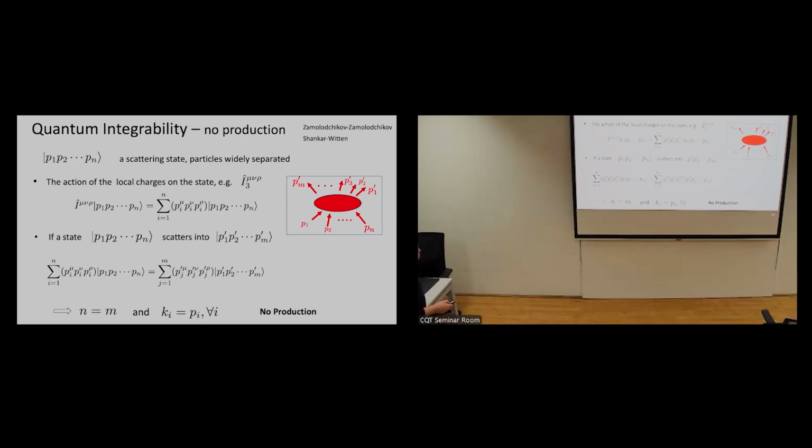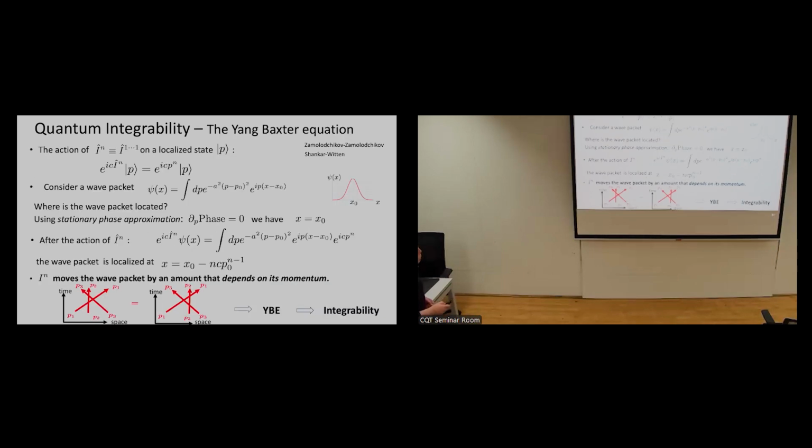And the same will happen in the outgoing scattering state. Therefore, what we have is this kind of non-linear relationship between these two scattering states, in and out, which necessarily forces the number n of in to be the number m of out, and the momenta are individually conserved. It should be not k, but p prime i. So that indeed implies a non-production.